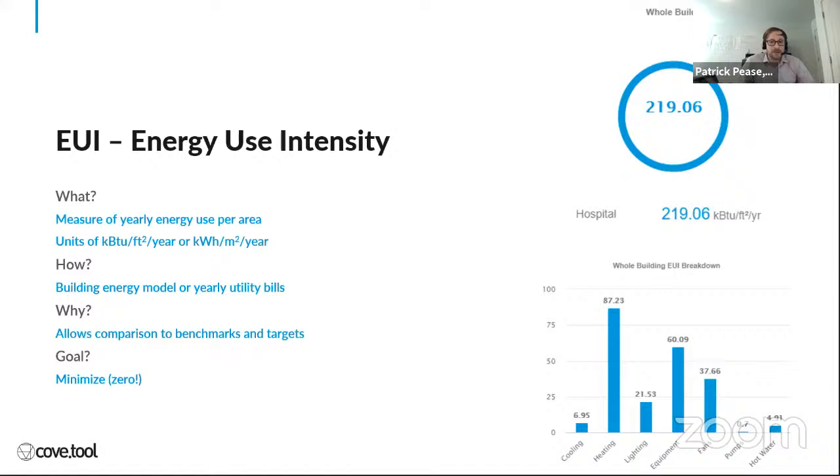EUI allows you to compare buildings of different sizes. That's the key aspect of it, to compare them to each other to see how well you're doing and tracking towards zero. So of course, the goal is to get that energy to zero. We don't want to use any energy in buildings because then we don't have to pay for that energy. There's no carbon emissions from generating that energy, and it goes to our future of zero carbon.